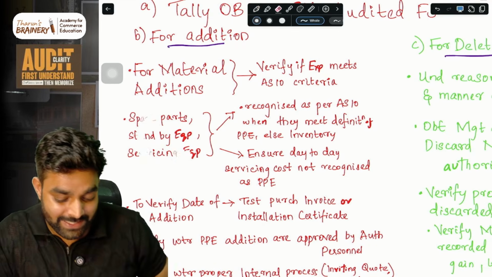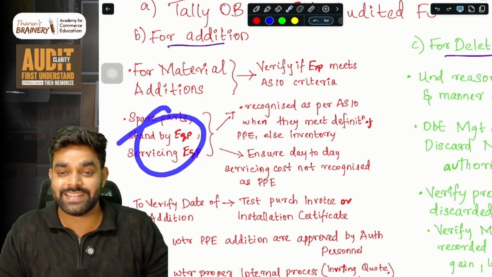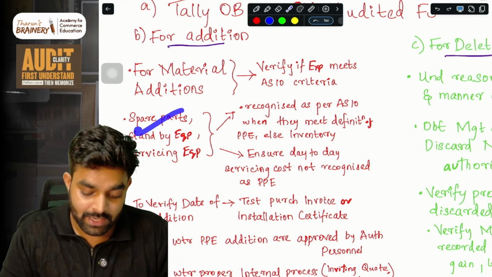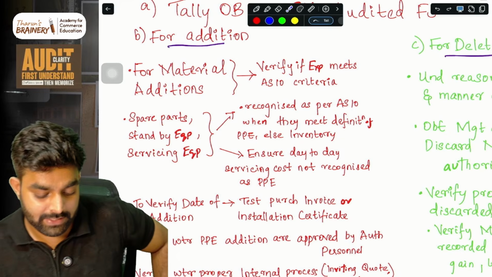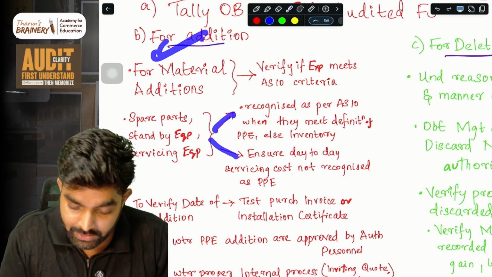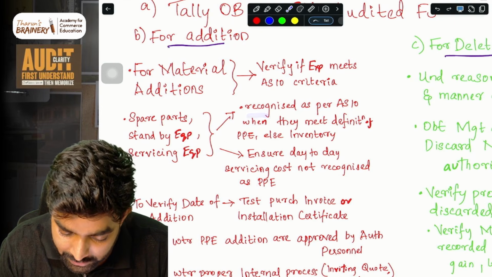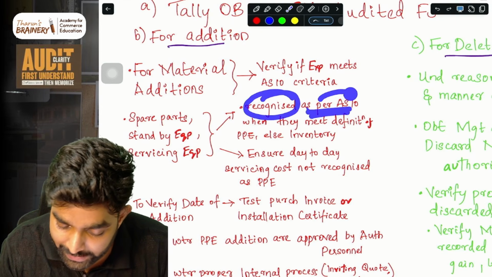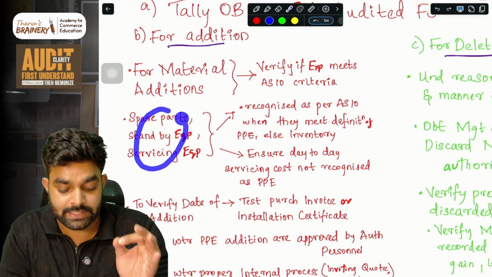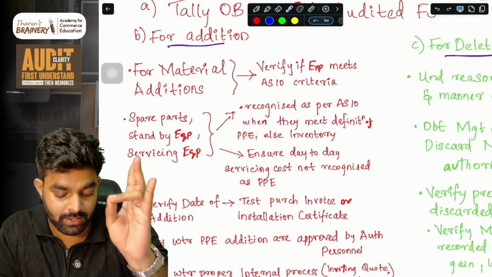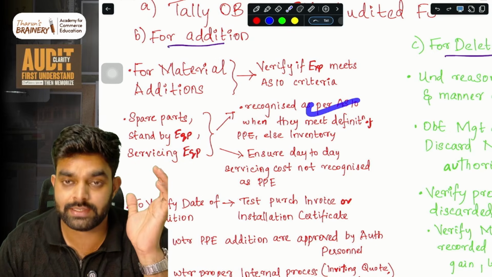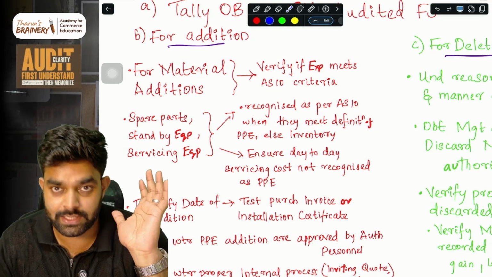Okay. So then spare parts and standby equipment and servicing equipment will be there. The company will have machineries, a lot of spare parts, then standby equipment, then servicing equipment, all these things. For checking the additions, you have to check whether they are recognized as per AS 10 when they meet the definition of PPE; else it is inventory. If spare parts, standby equipment and servicing equipment meet the definition of PPE, then you have to recognize them as per AS 10, else they are recognized as inventory.